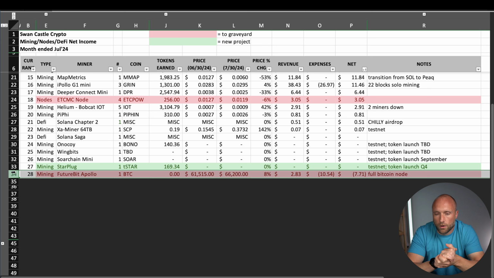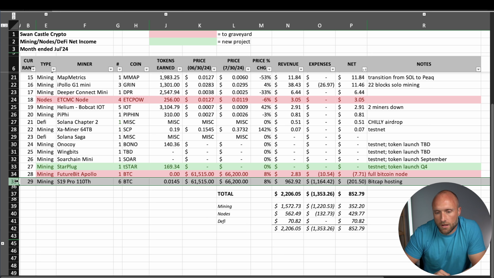I'll probably still run this in the background just to support the Bitcoin network and run a full Bitcoin node. And I can use it for privacy purposes for myself, but we won't track it on this spreadsheet going forward. And then 29, our last one, are my Bitcoin miners.